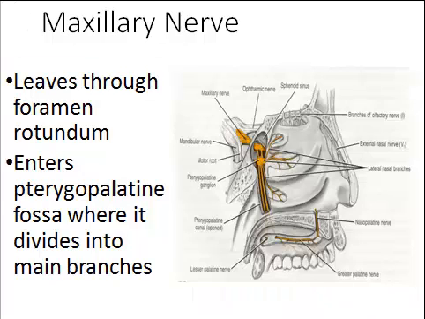So the maxillary nerve leaves through the foramen rotundum, and then it enters the pterygopalatine fossa, where it divides into its main branches. So let's take a closer look at that pterygopalatine fossa, which here we've kind of cut it away. Here's the ganglion here, maxillary nerve, and the pterygopalatine ganglion is right down here.